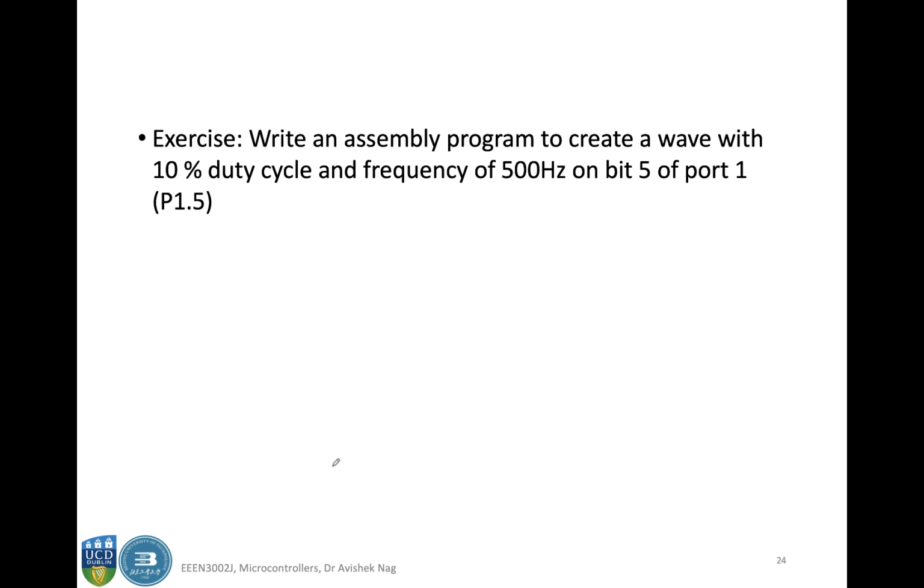So let's do this exercise. Write an assembly program to create a wave with 10% duty cycle and frequency of 500 Hertz on bit 5 of port 1. So I will give you some time. You can pause this video here and work this example out, and then you can share your code with me in the live interactive sessions, okay?